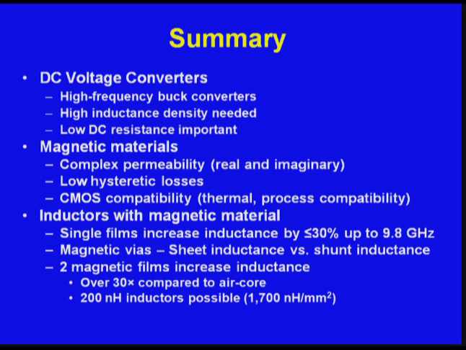And then I showed you inductors that use magnetic materials. With a single film, we got inductance increases by up to 30% for the spirals that were 1/3 covered, up to really decent frequencies. Magnetic vias are a key part in getting these kinds of inductances. And one of the things that we did to study these was the sheet versus shunt inductance. We were able to get over 30x increase in inductance when you use 2 magnetic layers, and we can even create 200 nanohenry inductors. So with that, thank you, and I'll take questions.